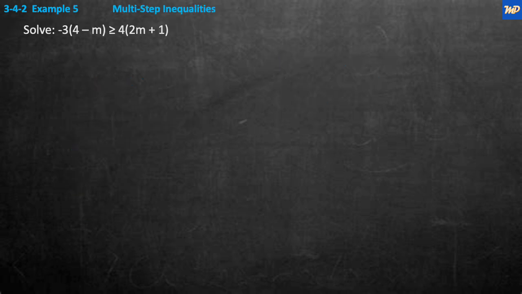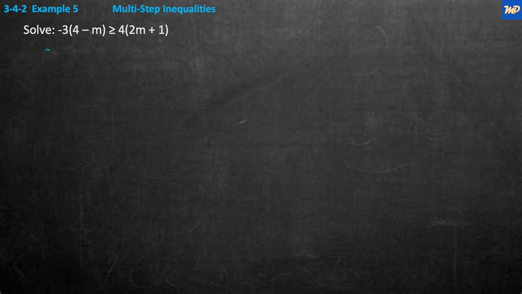Okay, example 5, we're still going to solve a multi-step inequality. That just means that we're going to be multiplying in a couple places and shifting numbers around. So multi-step is more than just moving one item or two items. So let's give it a go, it'll be fun. Let's do it. So we're going to write it out.